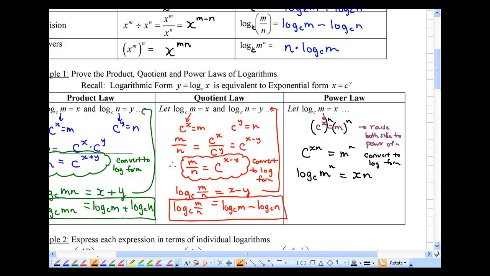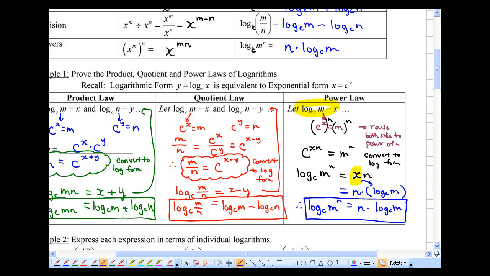Of course, x once again is what? Well, x was just that up top. So I'm going to rewrite this, putting the n in front first, and then the x will be here. The x is just log base c m. So therefore, we've got log base c of m to the power n equals n times log base c m. Ta-da! Our proof of the third law.